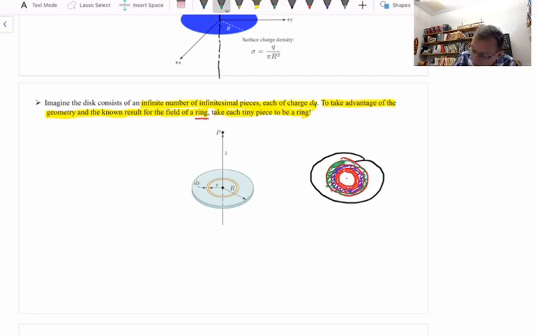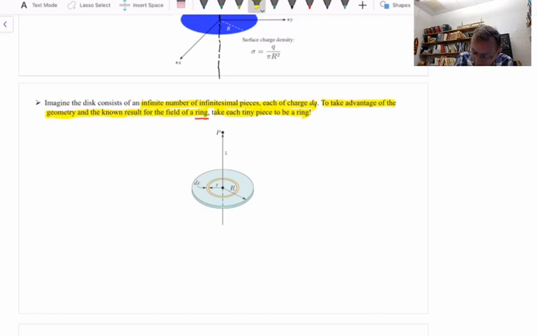And of course you have inner ones too. You got one a little bit closer in. Okay, getting the idea? An infinite number of nested infinitesimal rings, which get larger and larger radius until you've created the whole disk from the rings. That's what this drawing here is showing.